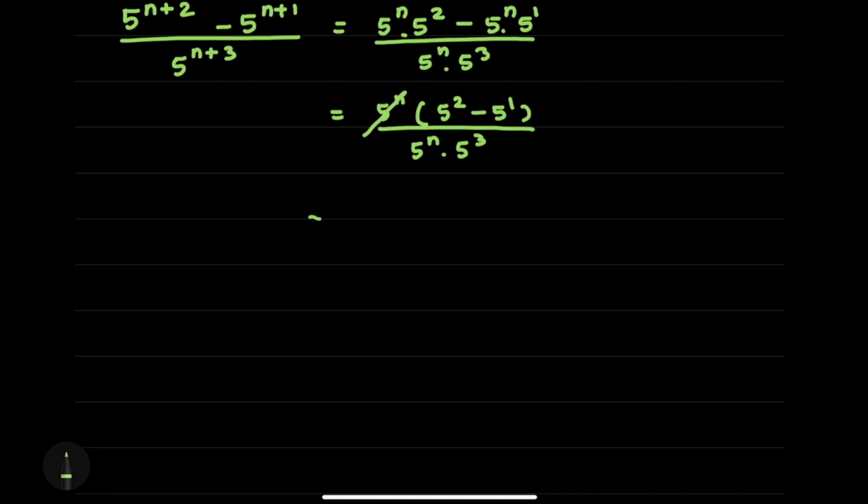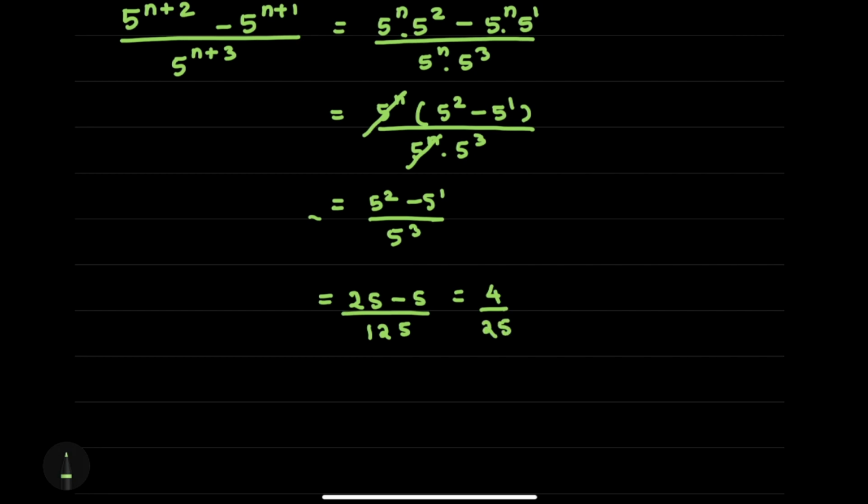Then we can cancel out 5 to the power n in both numerator and denominator, and then we have 5 to the power 2 minus 5 to the power 1 divided by 5 to the power 3. And then we can easily simplify this as 25 minus 5 divided by 125, which comes out to be 4 by 25. I hope you understand this. The cancellation of 5 to the power n gives us the exact thing that we need to solve, so we don't really need to know what the value of n is.